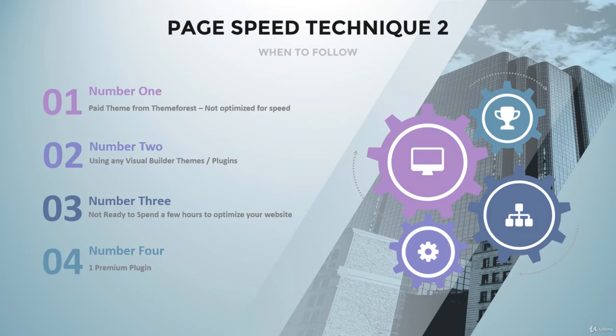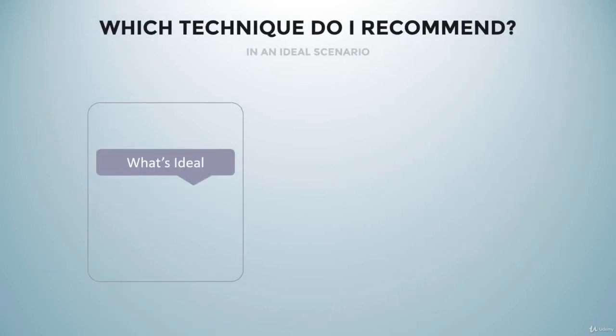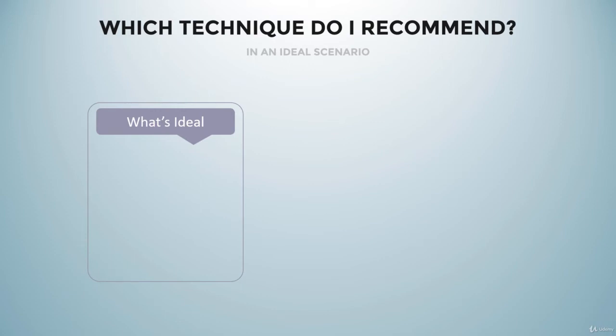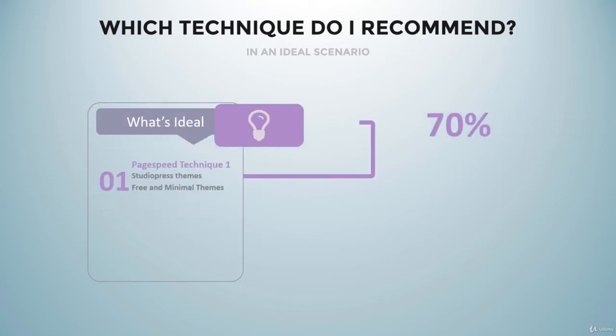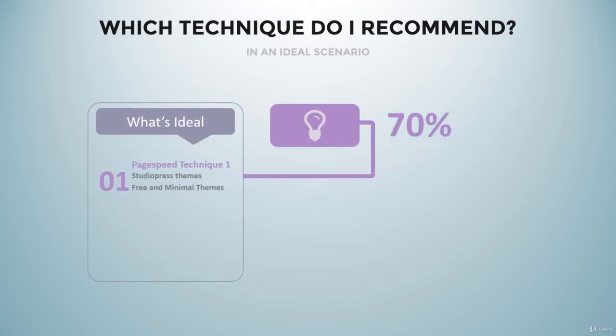Which technique do I recommend in an ideal scenario? If you ask me what's ideal, then I recommend you to go with any StudioPress premium themes or free and minimal WordPress themes from WordPress repository, and PageSpeed Technique 1 for the best possible page speed score, page loading time, and SEO benefits.